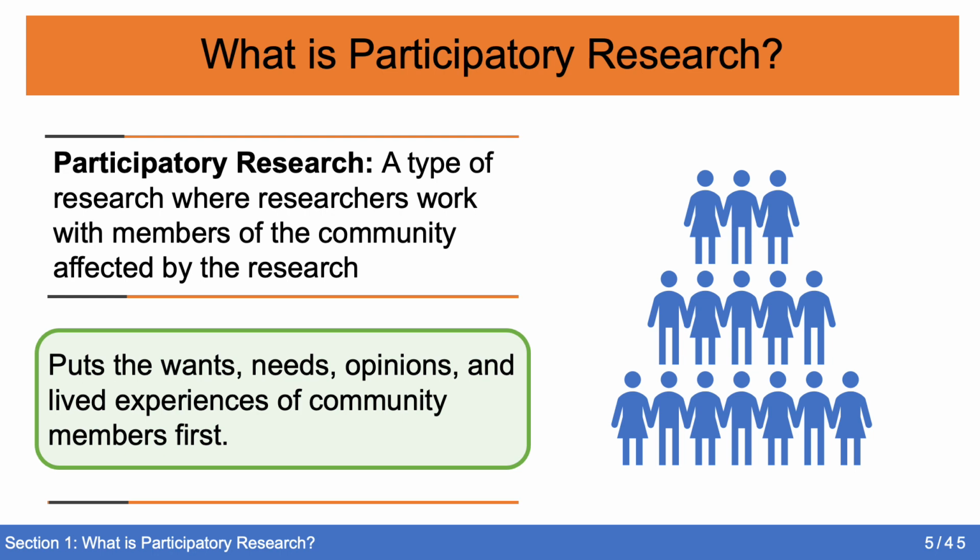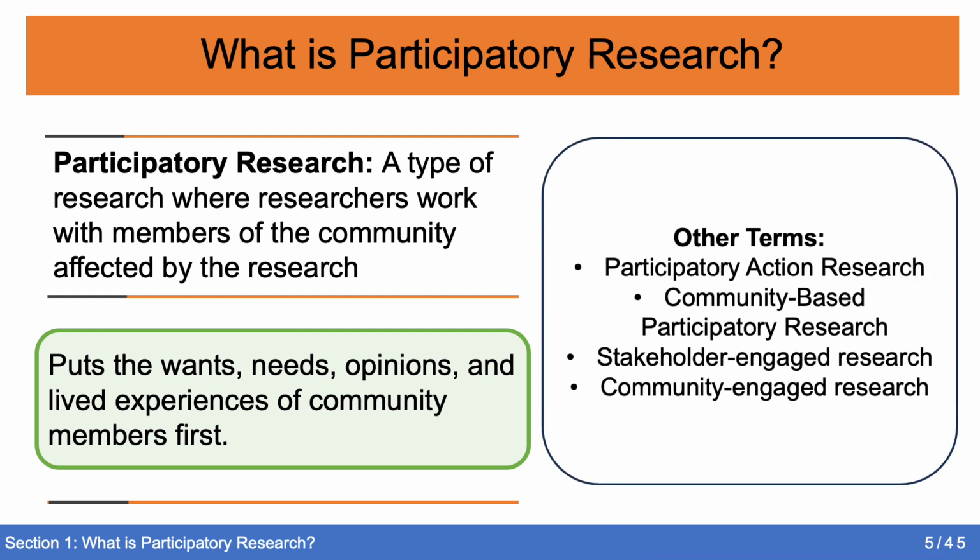Participatory research can be done in a lot of different ways, but there are some guidelines researchers should follow to make sure community partners are treated fairly. We'll talk about those guidelines later in this section. There are also many terms to describe this kind of research. Some terms include participatory action research, community-based participatory research, stakeholder-engaged research, community-engaged research, and more.